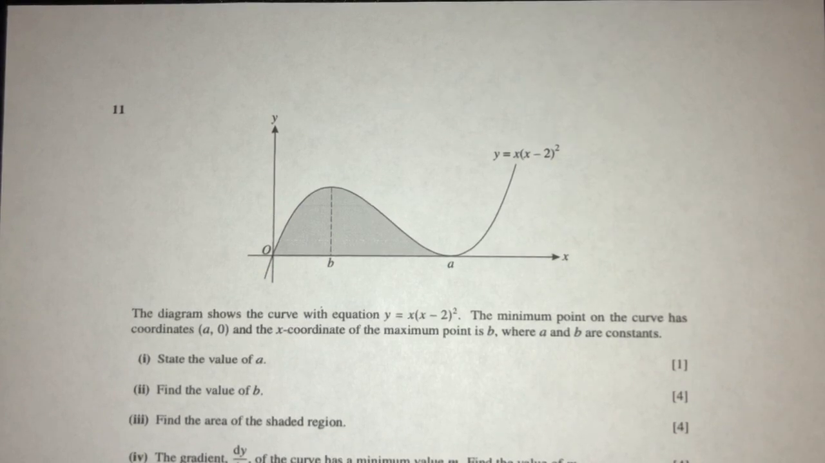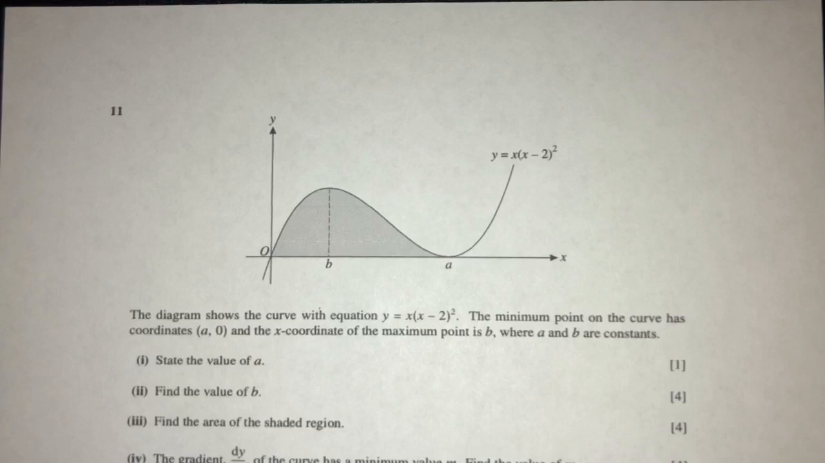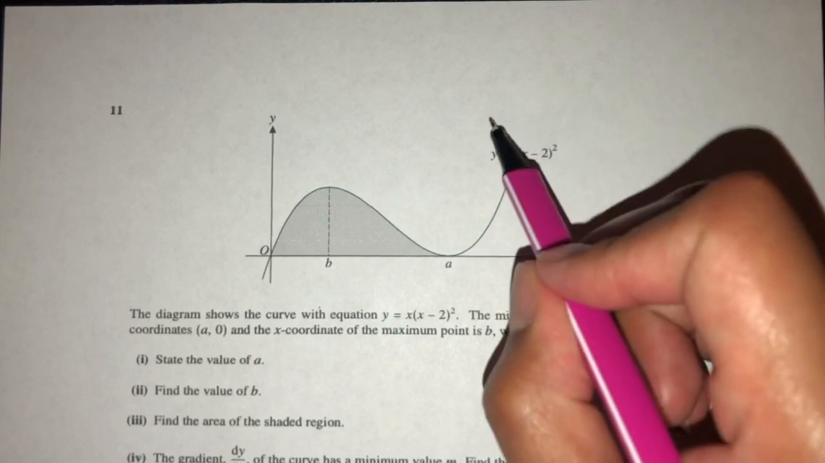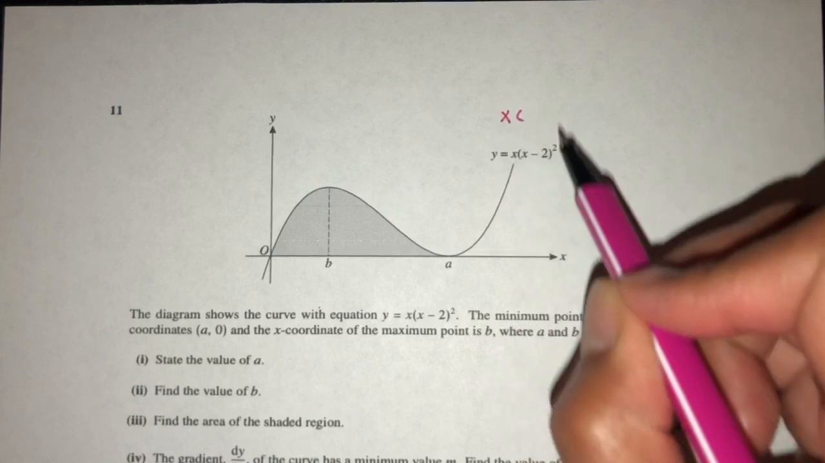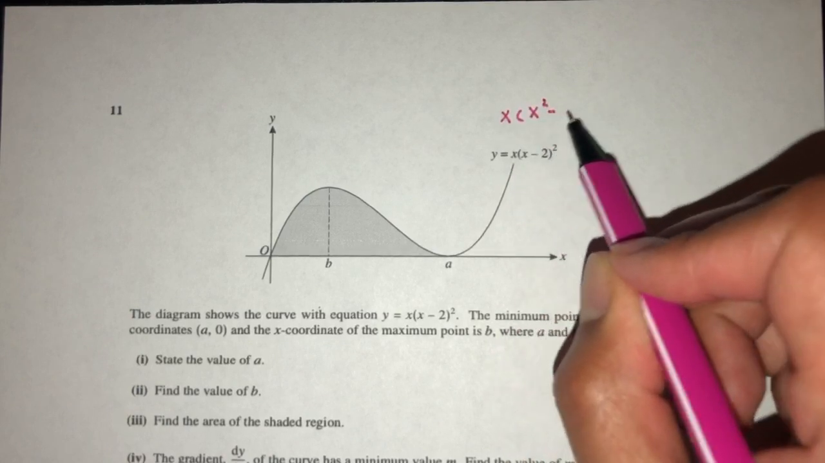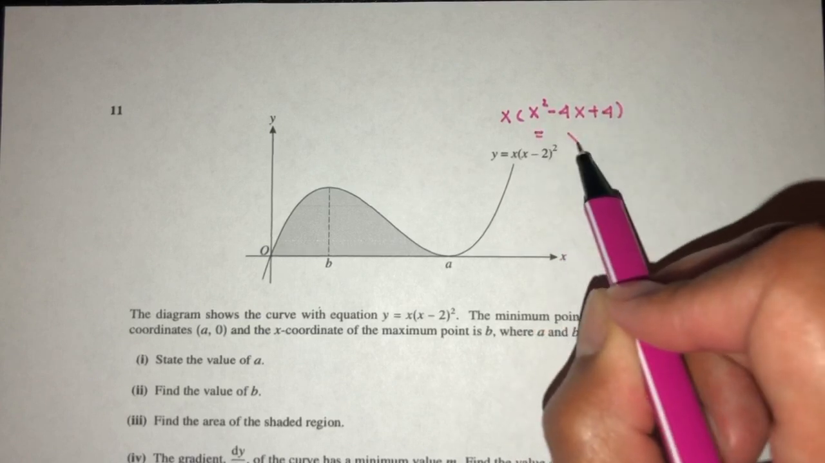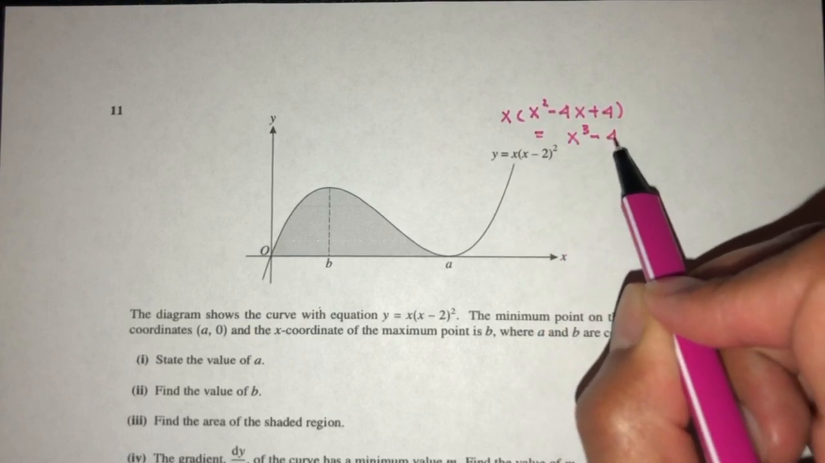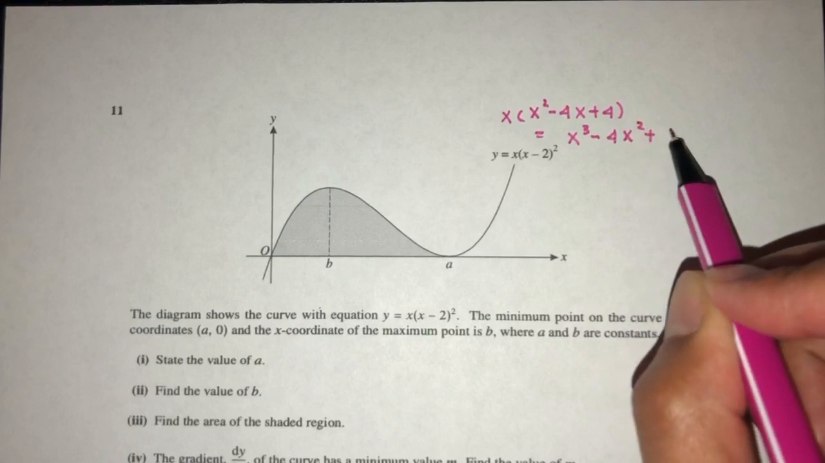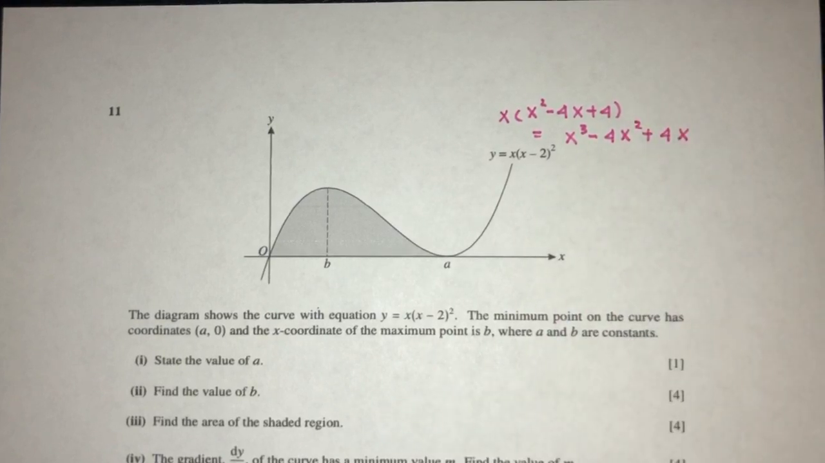So the diagram shows a curve with the equation y equal to x times this. Now the first thing I can do is expand the whole thing. This is x squared minus 4x plus 4, which is x power 3 minus 4x squared plus 4x. This is your value of y.